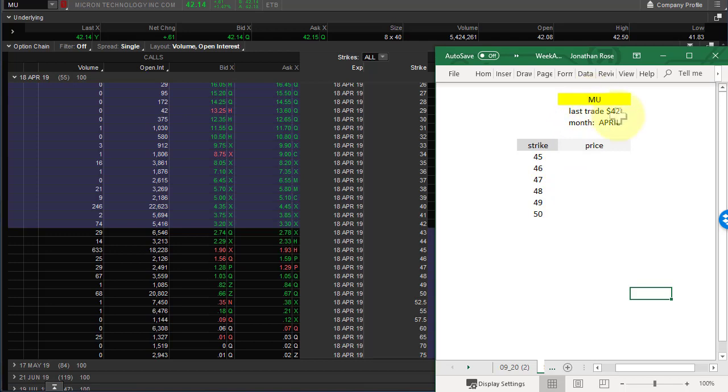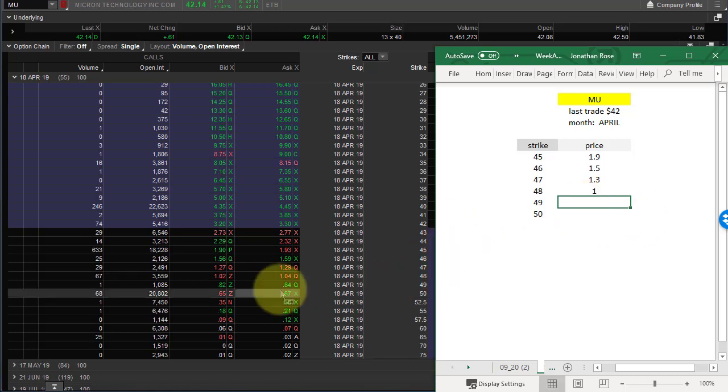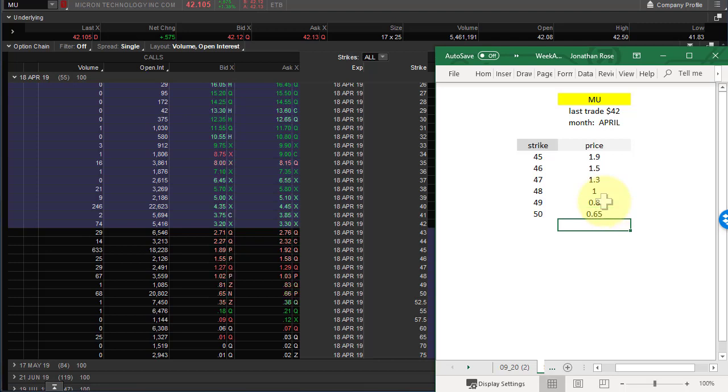So last trade 42, it's 42.14, but I want easier math for me. 45s. Let's say the 45s are $1.90. The 46s, let's say they're $1.50 again. Jonathan wants easy math for his presentation. The 47s, let's call them $1.30. The 48s, let's call them $1. The 49s, let's call 80 cents. And the 50s, we'll call 65 cents. So 80 cents, 65 cents.